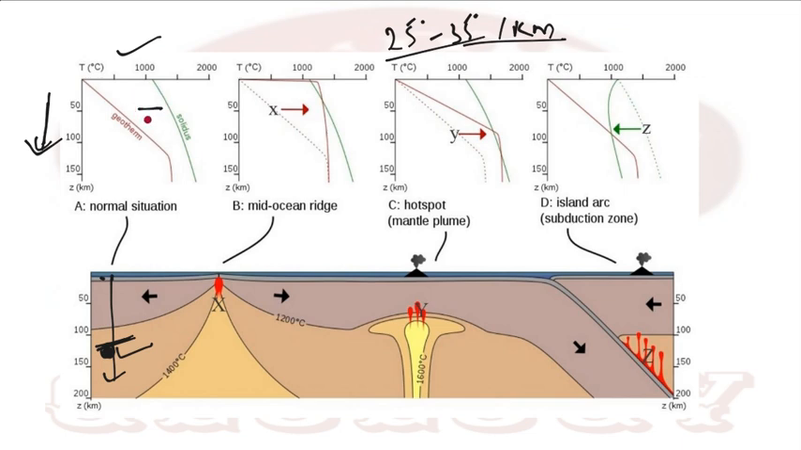Below it is solid, above it is melt. Suppose at 50 kilometer depth the temperature is actually this much, but it requires this much temperature to melt. So the geothermal cannot provide that much temperature to melt the solid part, to melt the lithospheric part.